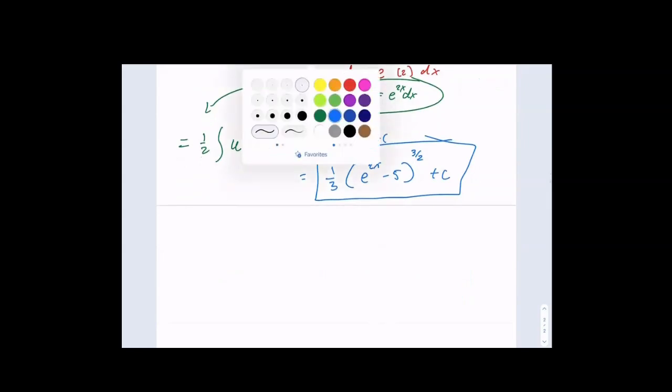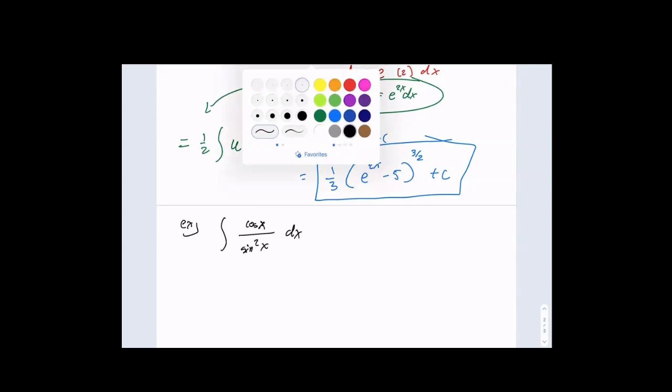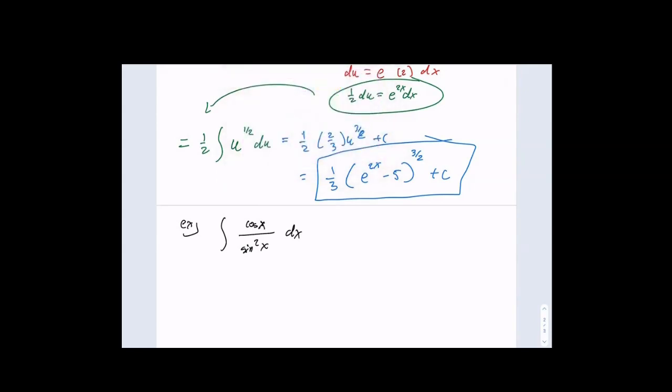Let's do another example. The integral of cosine of x over sine squared x dx. What do you think I got to do? Make it calculus friendly. Good. So I'm going to rewrite this as what?